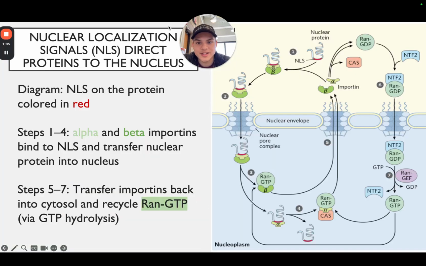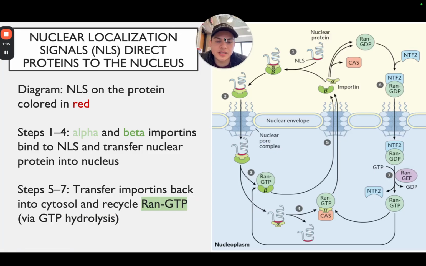So nuclear localization signals direct proteins to the nucleus. Again, they're nuclear localization signals. So a nuclear protein may have an NLS here, and that'll allow it to go through this transport process with RAN, GTP, and all that. The NLS on the protein is colored in red here, so it's going to bind onto this alpha beta importin, which will bind onto the NLS and then transfer the nuclear protein into the nucleus.